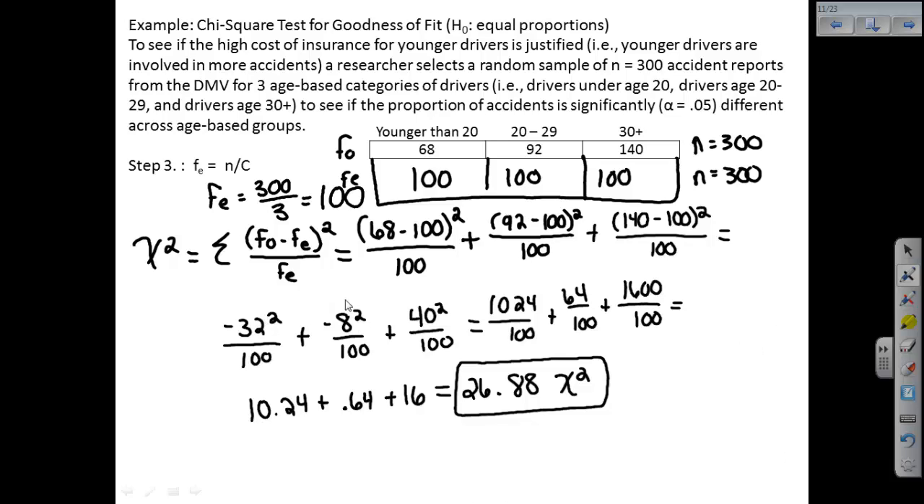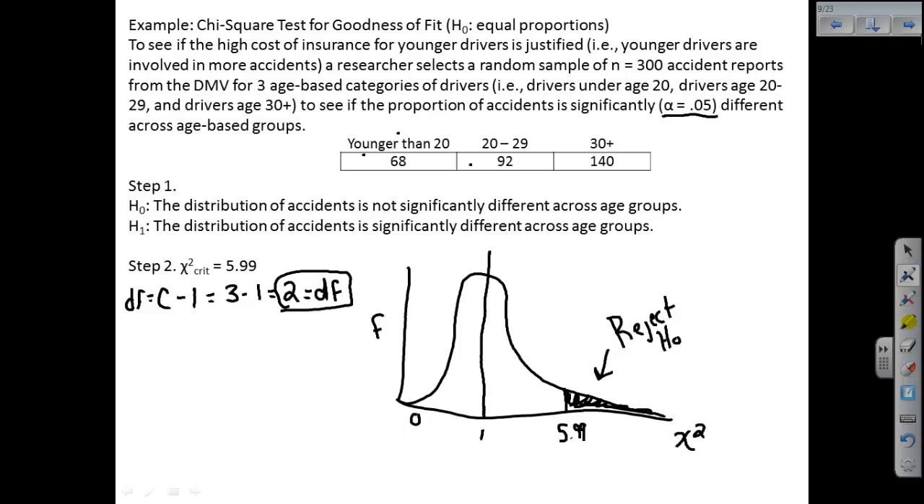Think about the calculations for chi-square. If we're squaring all these values, remember, even a negative times a negative is a positive, and a positive times a positive is a positive. So you're never going to have a negative value for chi-square. That's why we have a positively skewed sampling distribution when we are looking at our critical value here.